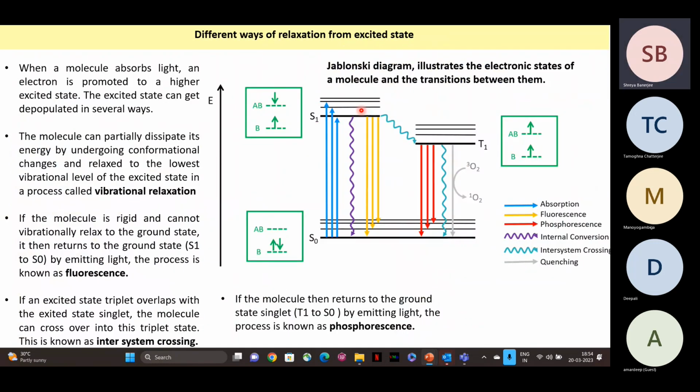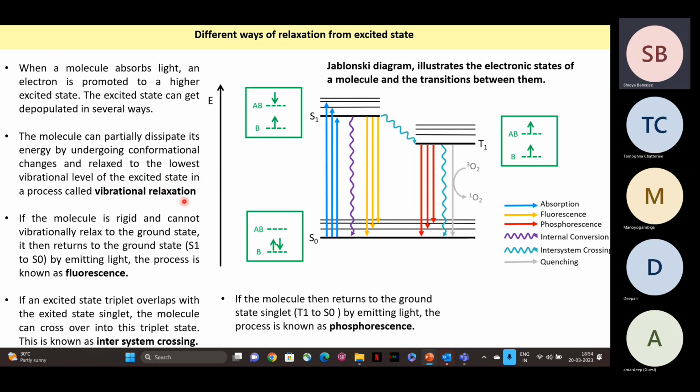Now we will go into fluorescence spectroscopy. Before that, there are certain terms that we need to know. When a molecule absorbs light, an electron is promoted to a higher excited state. When it is in an excited state, it has to come down to the ground state, and it can do this in many different ways. Firstly, the molecule can partially dissipate its energy by undergoing conformational changes and relax to the lowest vibrational level.